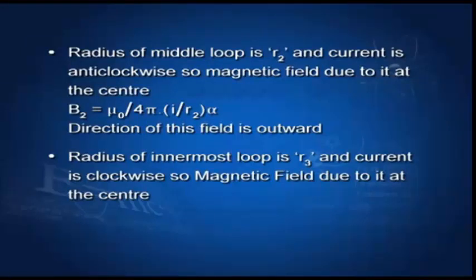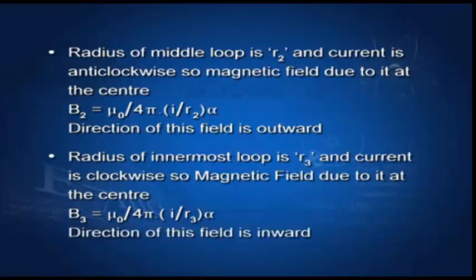So the magnetic field due to it at the center, B3, will be equal to mu naught upon 4 pi, I upon R3 into alpha. The direction of the magnetic field will be inward using the same rule. So the net field at the center B equals B1 minus B2 plus B3.